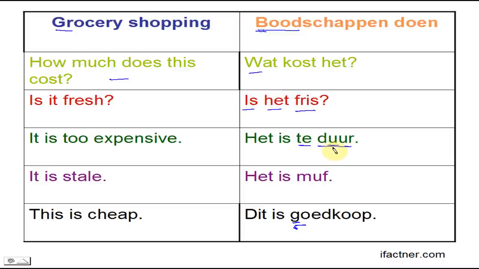Duur. U is pronounced as u. Duur. Het is te duur. It is stale. Yes, het is muf. This is cheap. Very good. This is goedkoop.